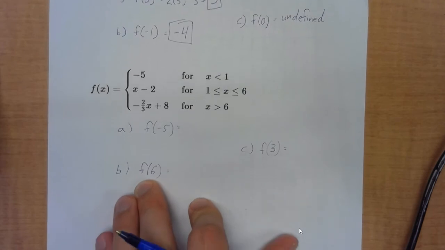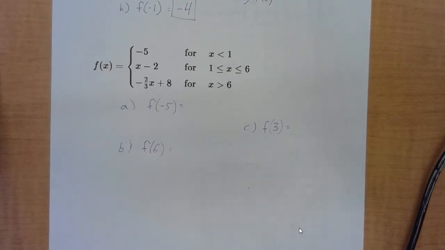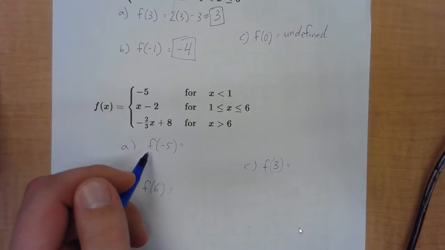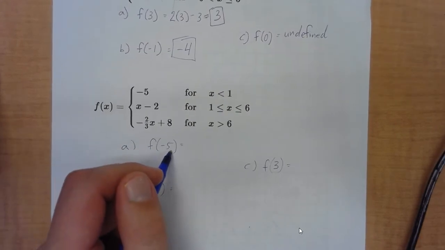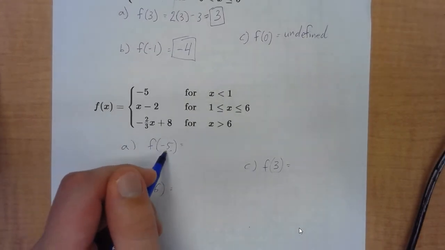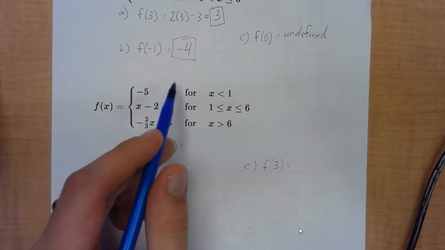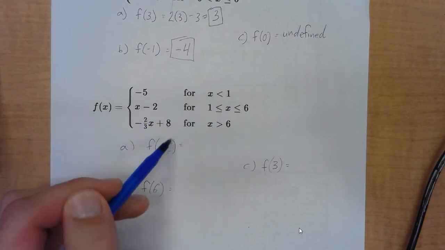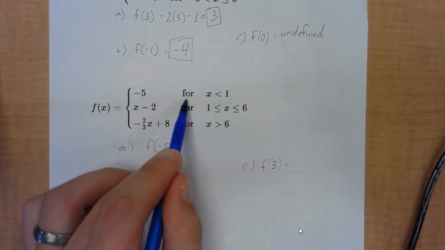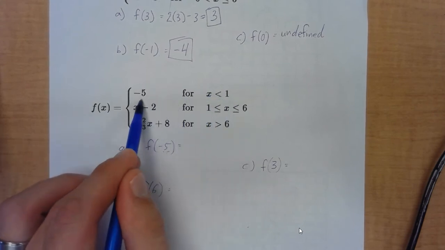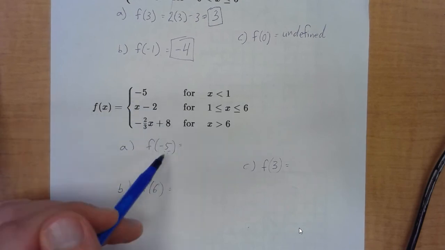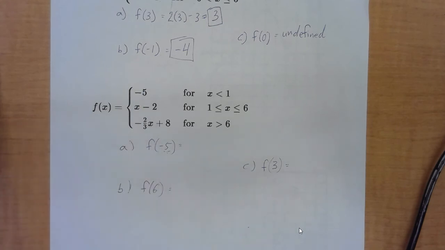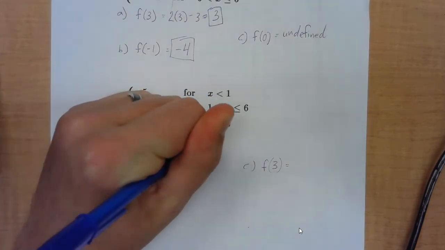Okay, now let's try a different piecewise function that has 3 different subfunctions. So f of negative 5, x is negative 5 in this case. So let's decide where we need to go. Negative 5 is less than 1, so we're using the top function. So that's just saying the function is equal to negative 5. No matter what the x value is, we just have negative 5 in this range.